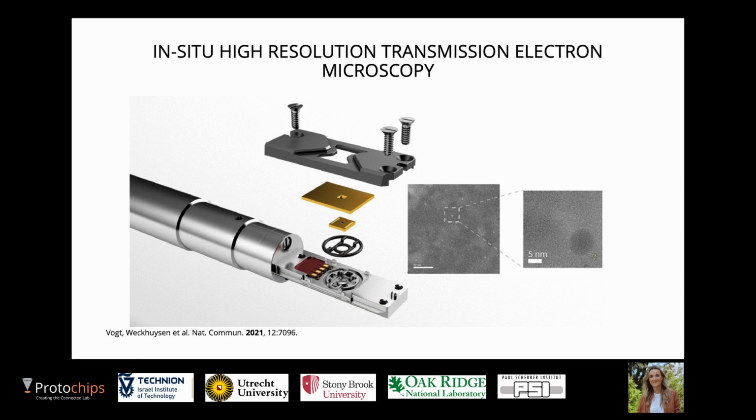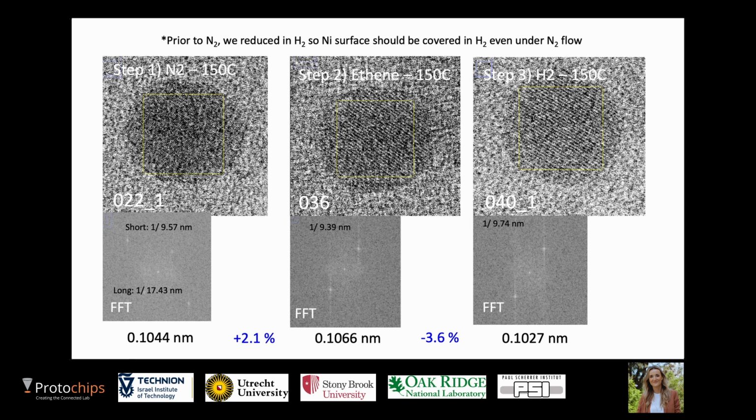The nanoparticles reduced, then we started recording our images, and at that point we would decrease the temperature to about 150 degrees, flowed nitrogen, and then flowed either ethene or CO2. So here I'm just showing it for ethene because I can tell you that for CO2 we saw no significant change in our nanoparticles once we started flowing CO2.